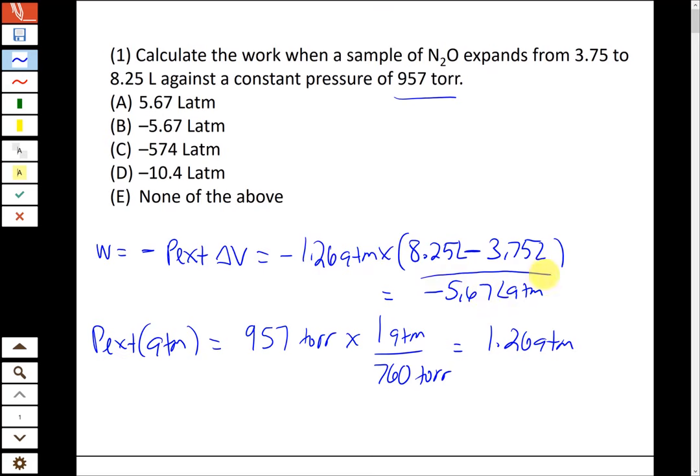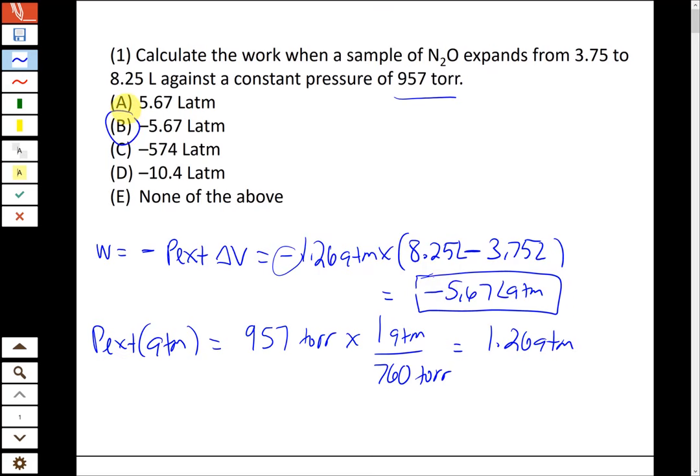liter atmospheres. So the key mistakes that people make on this problem, in addition to units, are leaving out this minus sign there. That's important to get the sign correct. If it's doing expansion like we are here, that means the system is doing work against the surroundings, and the work would be negative like it should be, so choice B would be the correct one.